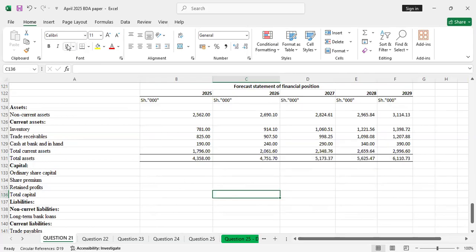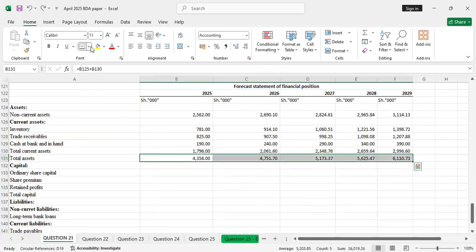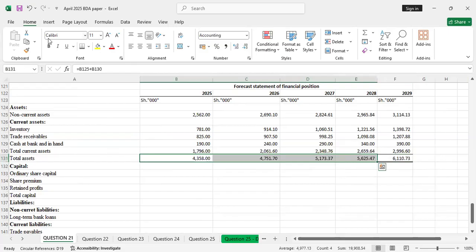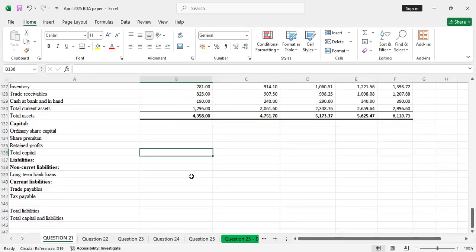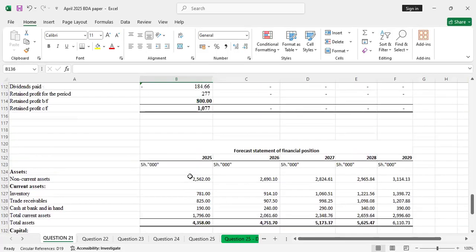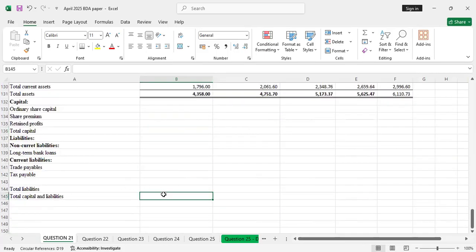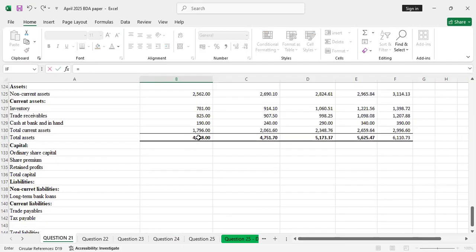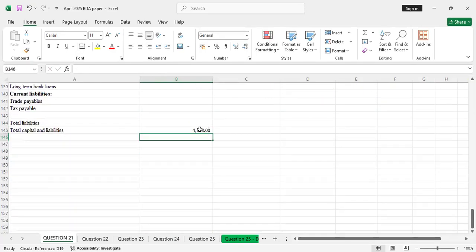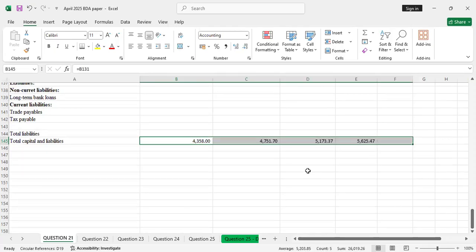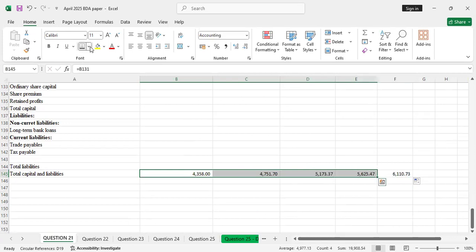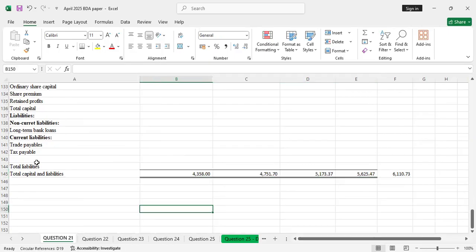Sorry, let me undo my bottom double border. That's okay. I can even highlight this and bold it. We know that in the financial statement of financial position, total capital and liabilities should be equal to what? Total assets. You type that, you balance it already. This will help you now to get those other values. I'll also save on time. Create the top border, then you create the bottom double border.